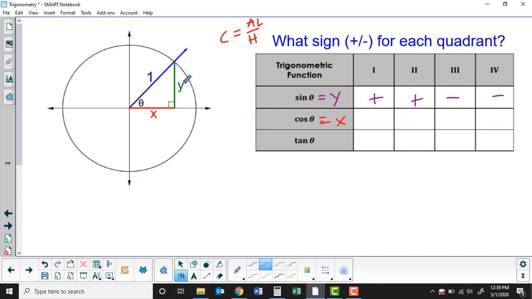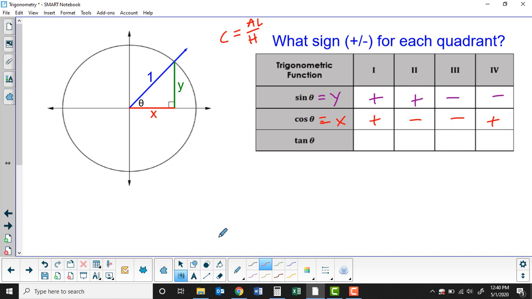All right. So in quadrant 1, guys, is x positive or is x negative? It is positive. What about quadrant 2? Is x positive or negative over here? X is negative over there. What about quadrant 3? Again, anything to the left of the y-axis for x would be a negative value. And then over here, x is going to be positive.